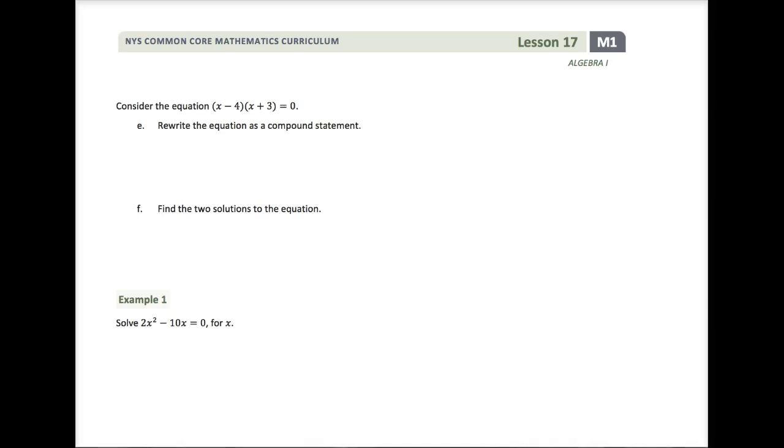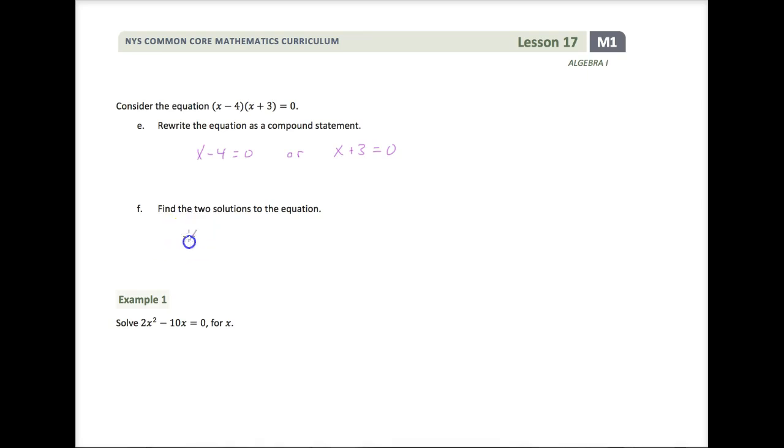Page S.95, Lesson 17. Rewrite the equation as a compound statement. So what we know is we have two parts here, and the compound statement would be x minus 4 equals 0 or x plus 3 equals 0. Either one of those or both. Remember, with or, either one is fine, but we can have both, which would give us 0.